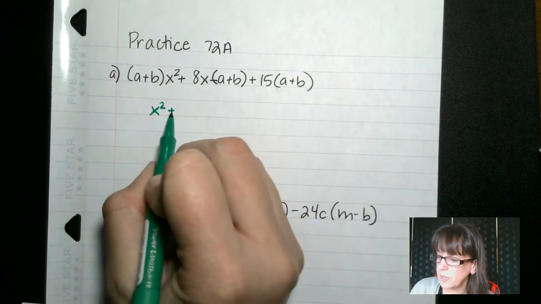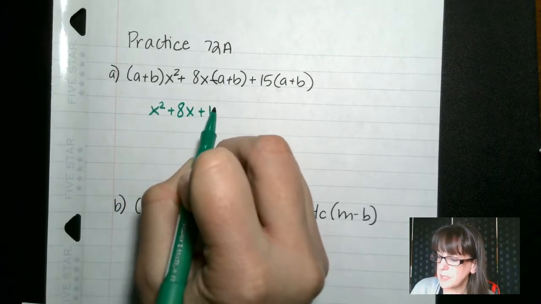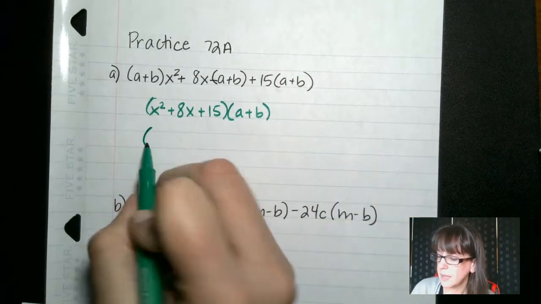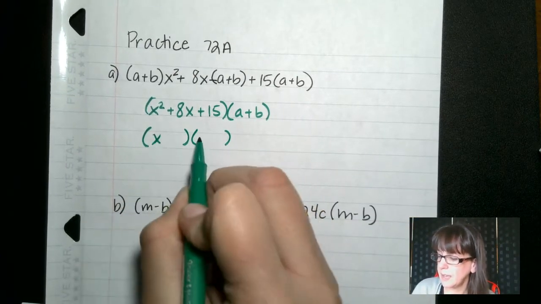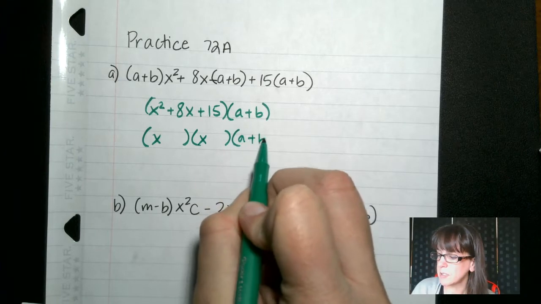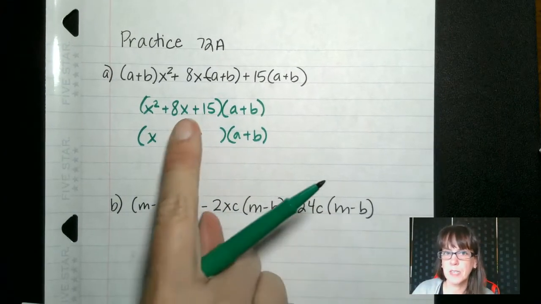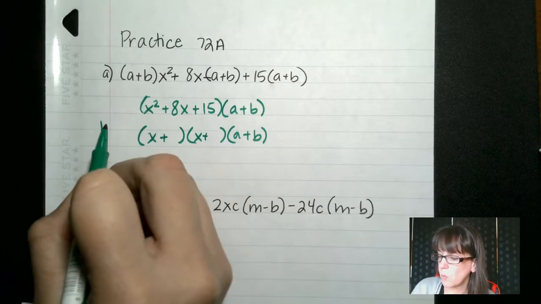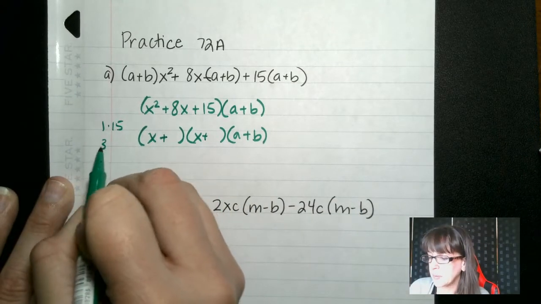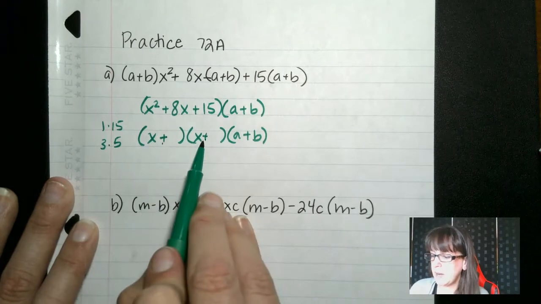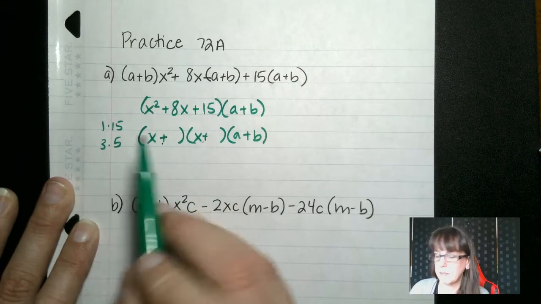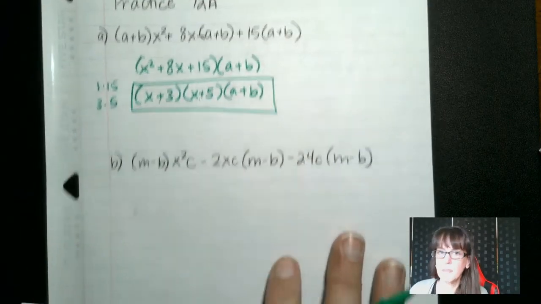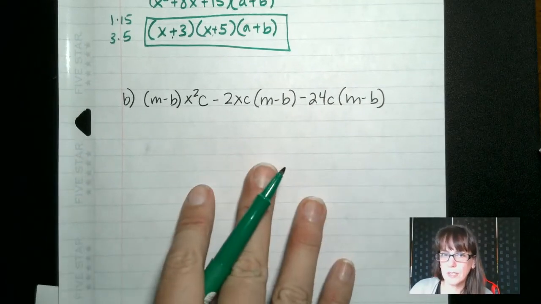So we have x squared plus 8x plus 15, all of that times a plus b. This is going to be x, and then a plus b. Sorry, my handwriting's getting a little sloppy there. This tells me same signs, so positive, positive. 15 is 1 and 15 and 3 and 5. I need a positive, positive that adds up to 8. So 3 and 5. And there is our factor.